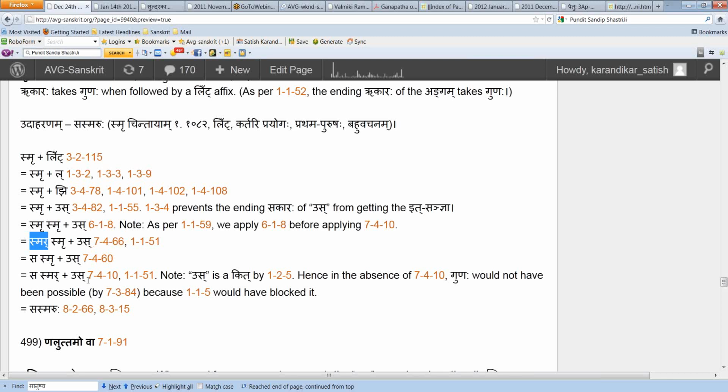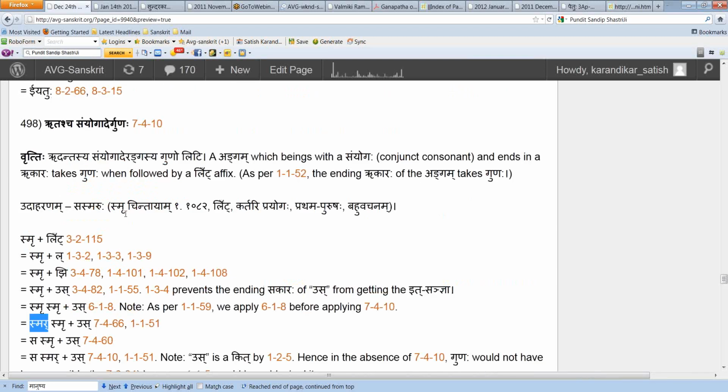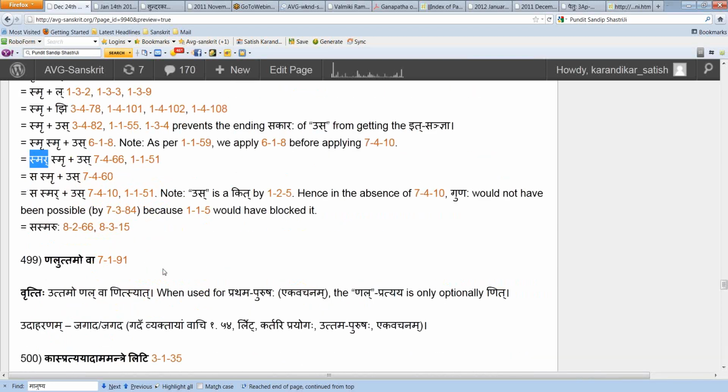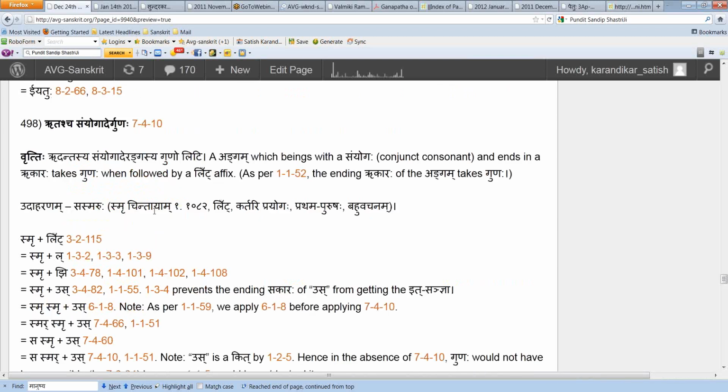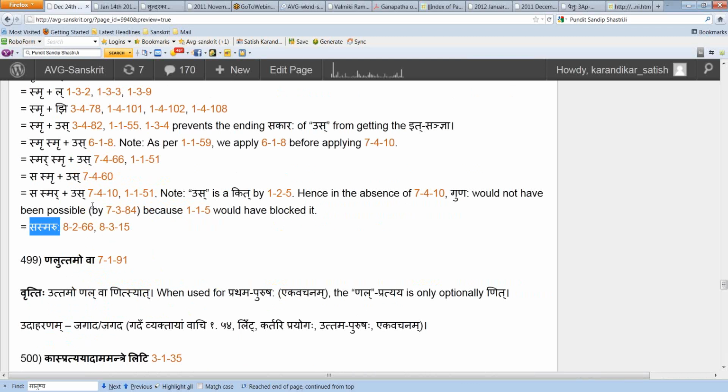And now we can do the guna adesha, vritasya sanyoga adir gunaha, and of course uran raparaha, and we get the form sasmaruhu. Now let me point out one thing: if we did not have the special sutram, in this case, the pratyaya us is a kit.